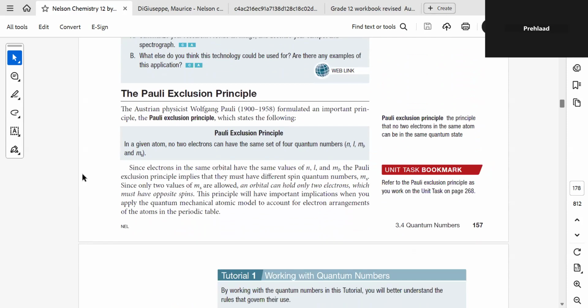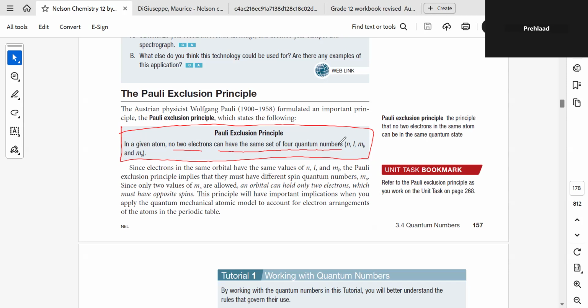Now next is Pauli's exclusion principle. What does it say? Pauli's exclusion principle states that in a given atom, no two electrons can have the same set of four quantum numbers. So if all three quantum numbers are the same, then your spin quantum number will differ. So three of them could be the same, but not all four.